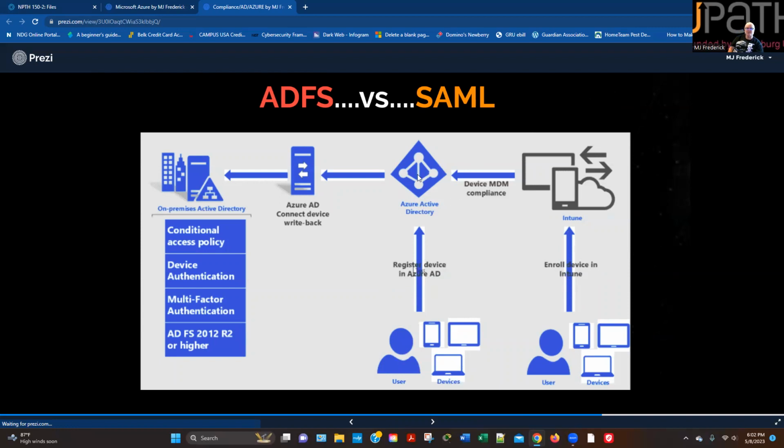Here we go directly to the Azure Active Directory, then to the Azure Active Directory Connect Drive with read and write back, and then to the on-premises Active Directory that gives us access to what we need to have access to. Here we've got to take a few more steps for SAML, whereas with ADFS we don't.